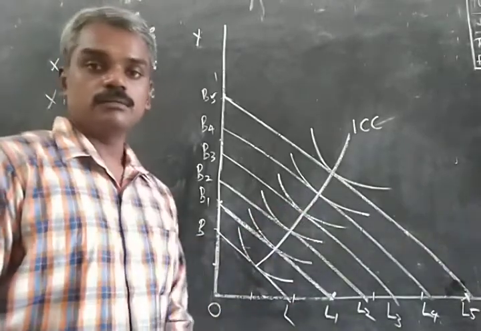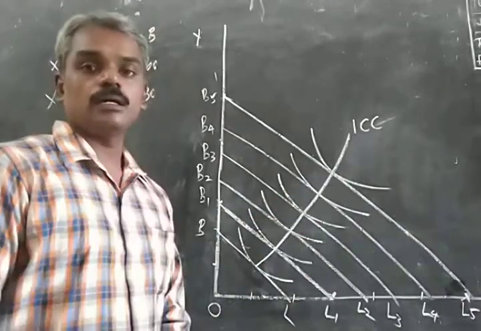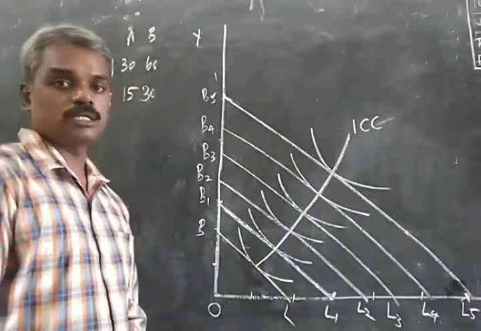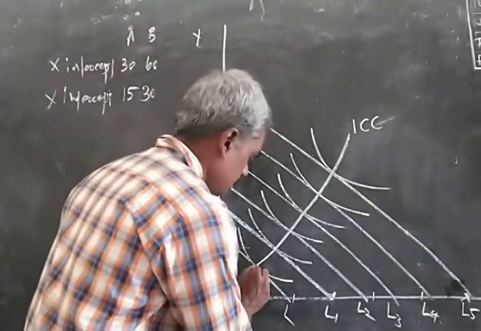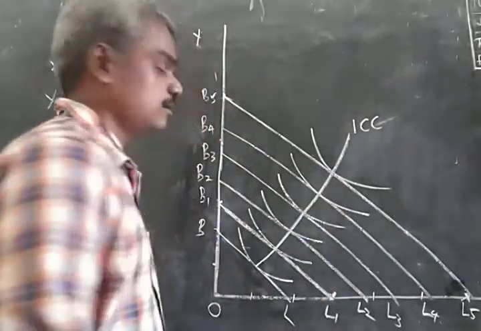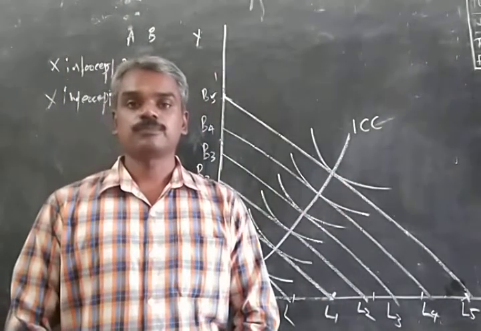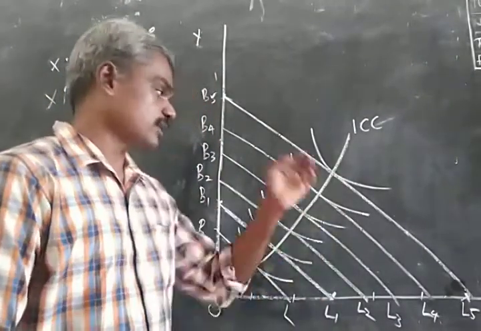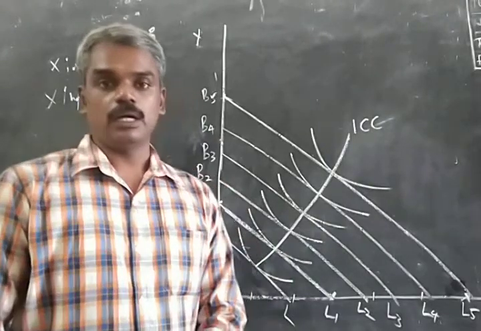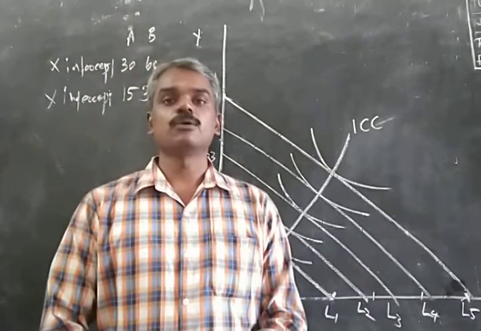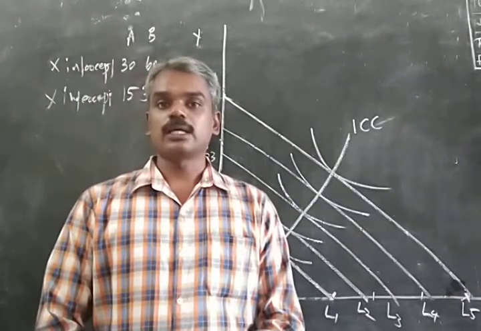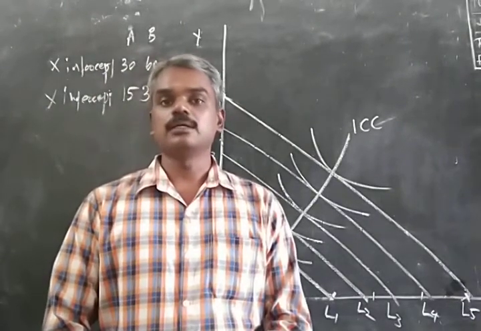The budget line shifts again and again, and we have 6 budget lines because there are significant increases in income. And then we are plotting all these points together. We are connecting these equilibrium points of the consumer with a curve, and this curve is called the income consumption curve, which shows the successive equilibrium points of the consumer as his income increases.